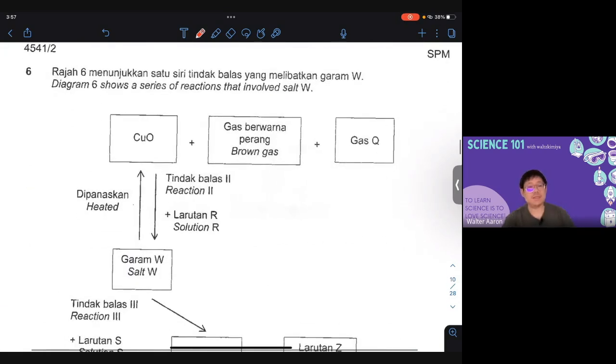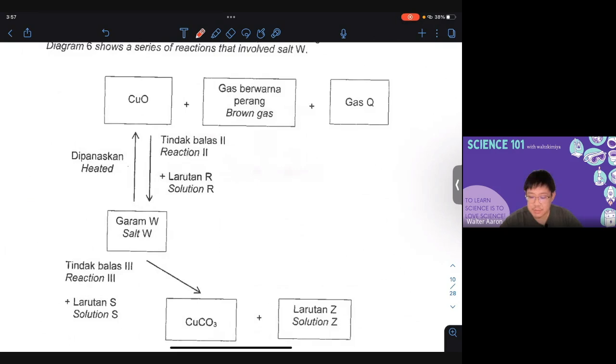All right, let's go to number 6. Diagram 6 shows the series of reactions that involves salt W. So we've got copper oxide plus brown gas plus gas Q. All right, and after that, actually it's salt W forming that: copper oxide, brown gas, and gas Q. And then copper oxide were to dissolve in the solution R, will give you salt W.